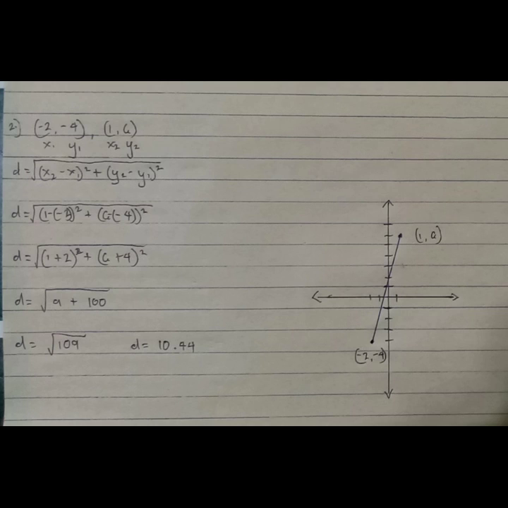So we need to substitute the given values. So we have (1 minus negative 2) squared plus (6 minus negative 4) squared. So we get d is equal to the square root of (1 plus 2) squared plus (6 plus 4) squared. So we have a total of 9 plus 100, so we get the square root of 109. So the square root of 109 is equal to 10.44. So the graph is like this.